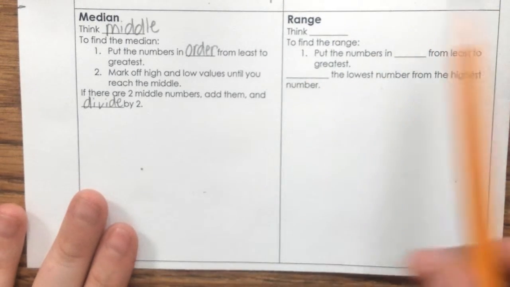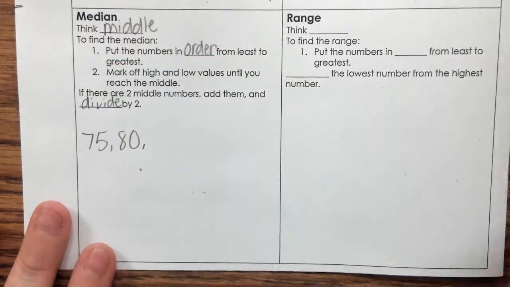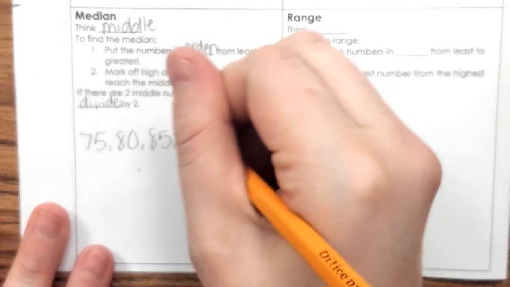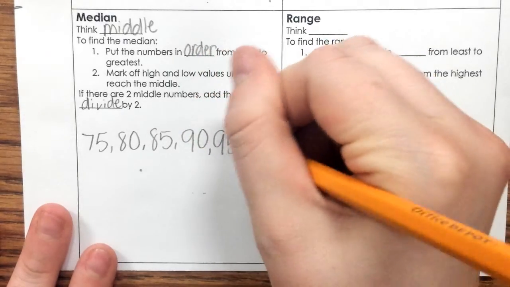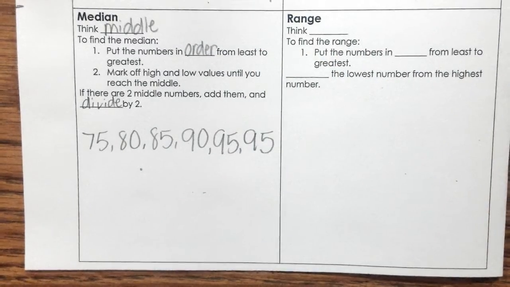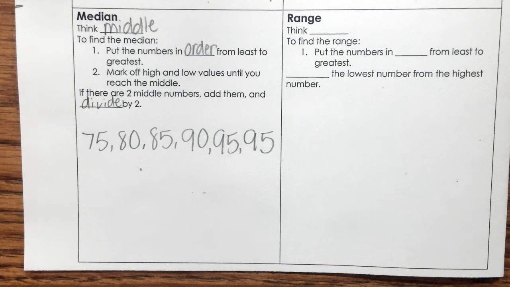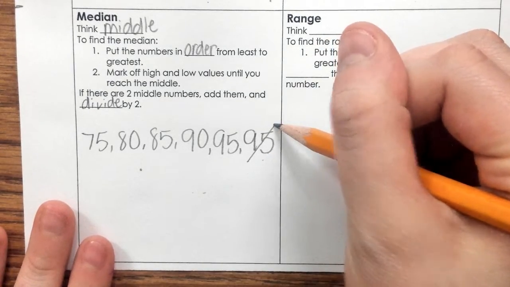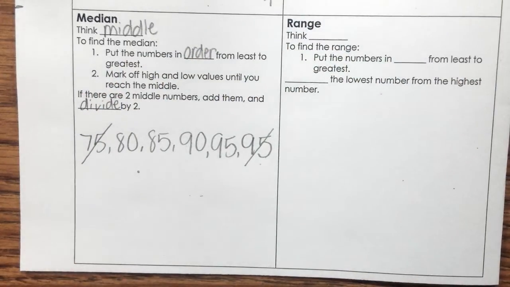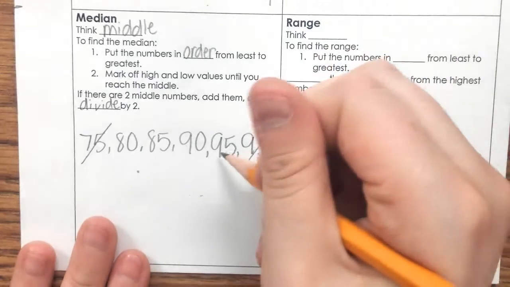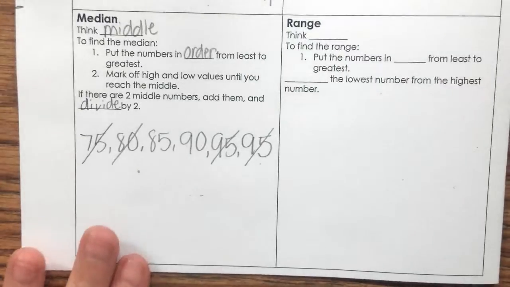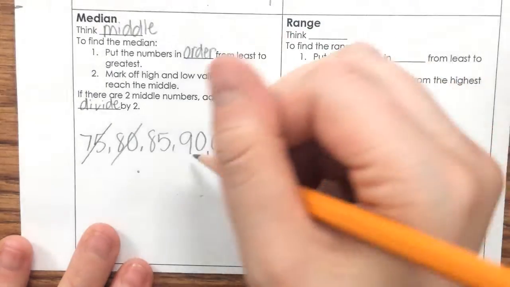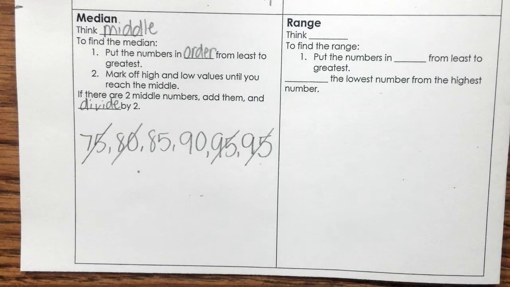So our numbers, we already ordered them when we found the mode, so let's just go ahead and reorder them. 75, 80, 85, 90, 95, 95. Okay, so let's go ahead and start marking off the high and low values. So what that means is you go to the highest number, mark it off, and go to the low number and mark it off. Okay, so we're going to keep doing that pattern until we reach the middle. Okay, so we mark off one high one, one low one. All right, I've got down to, if I mark this one and this one, I have no numbers left. I have to reach the middle.